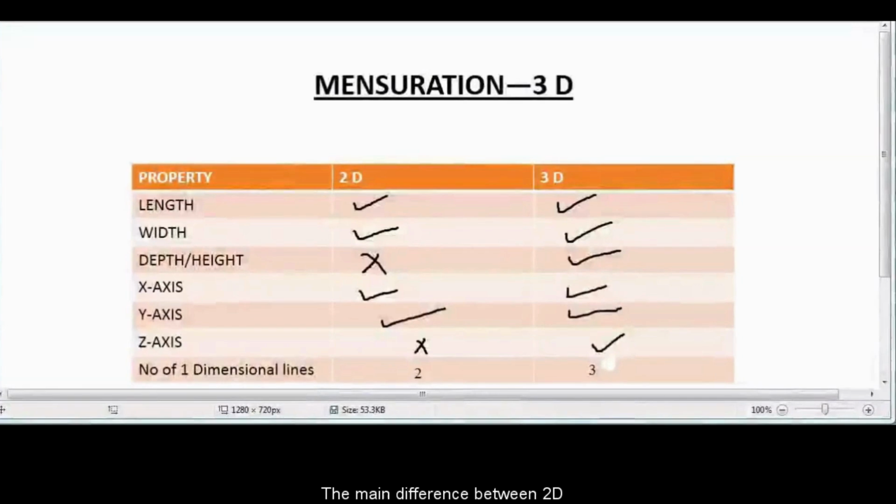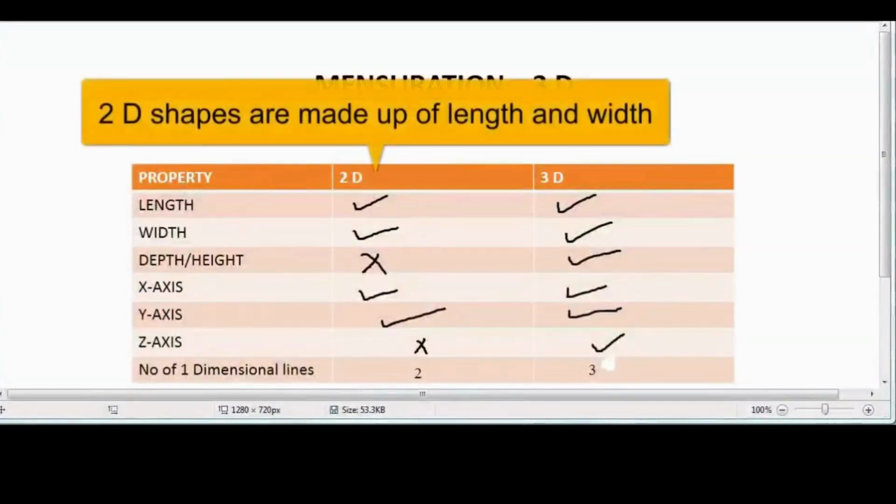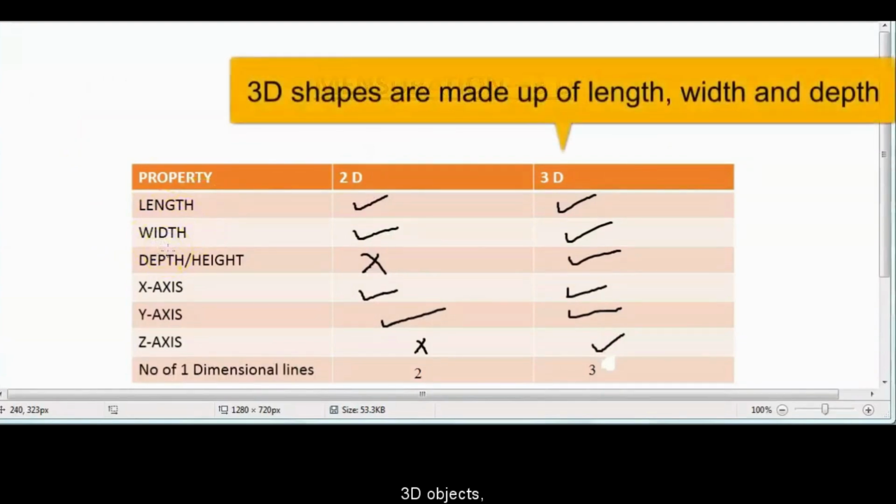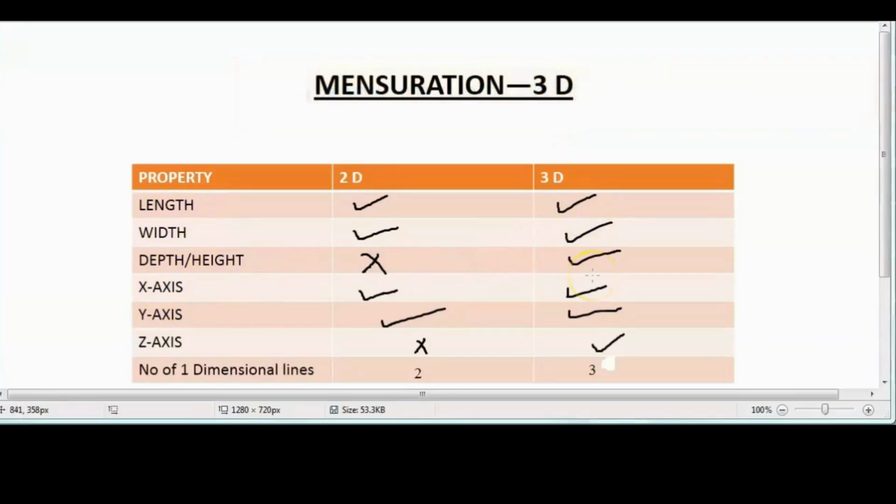The main difference between 2D and 3D objects is that 2D shapes are made of only length and width, thus two-dimensional. 3D objects, on the other hand, are made of length, width, and depth, or height, thus three-dimensional. This table clearly spells it out.